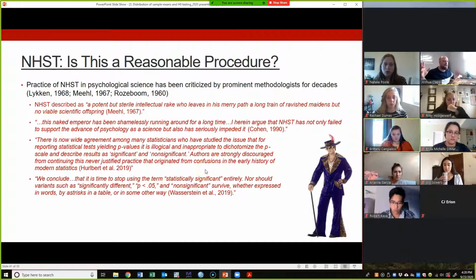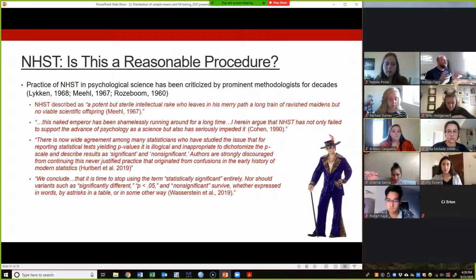Identifying things as significant and non-significant. Strongly discouraged from continuing this never justified practice that was developed out of confusion. Okay, Wasserstein saying, we conclude that it's time to stop using the term statistically significant entirely, nor should variances significantly different, non-significant survive, whether expressed by words, asterisks, or some other way.